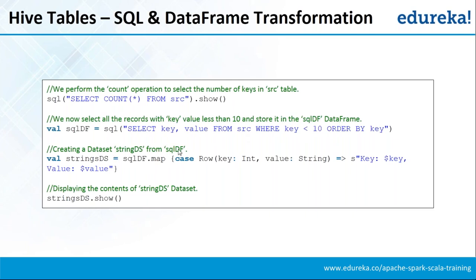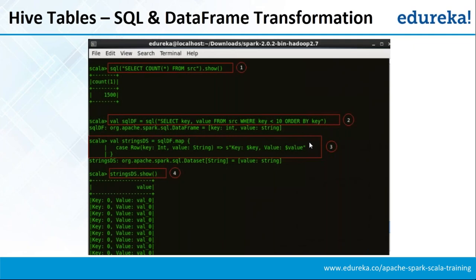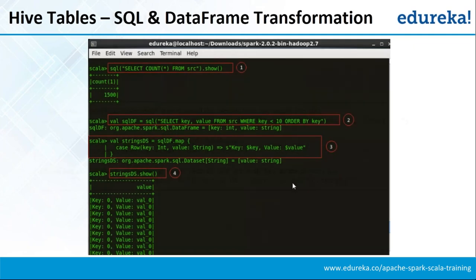Similarly, we can create a Dataset[String] DS from the Spark DF. So you can see this also by using the SQL DF that we already have, we can just say map and then provide the case class and map this key, value pair. And then in the end, we can show all these values. See the execution of this. In the end, you can notice the output which we wanted.